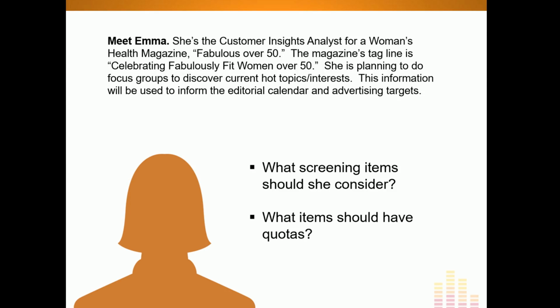Well, there are two screening criteria that are really obvious, right? First of all, gender. Clearly, she wants women. And age. Clearly, she wants people over 50. But what else might she want? Well, in this case, she might want to have a screening criteria about exercise. Does she want people who exercise at least once a week? Does she want people who exercise at least 3 times a week? Maybe she wants to make sure that she gets people into her focus groups who participate in diverse exercise activities.